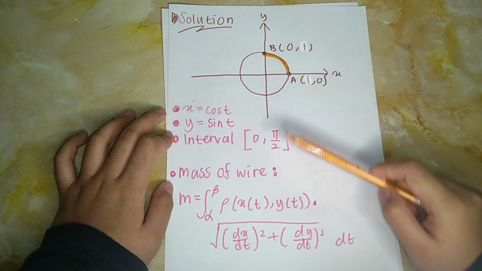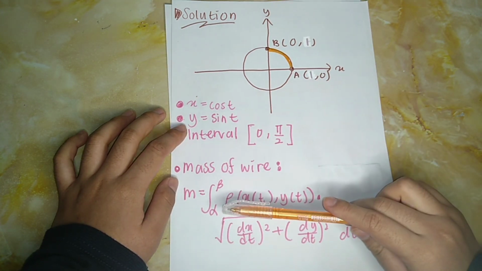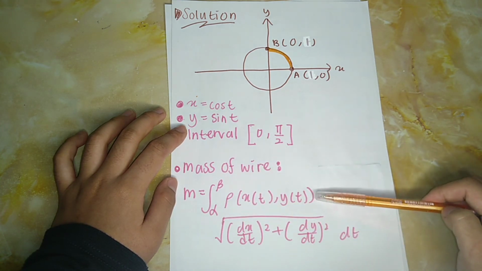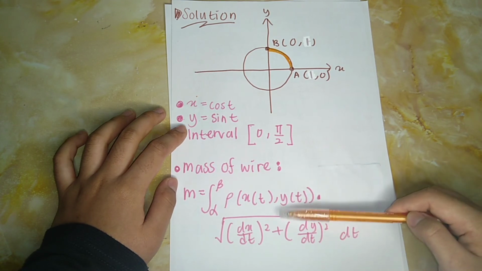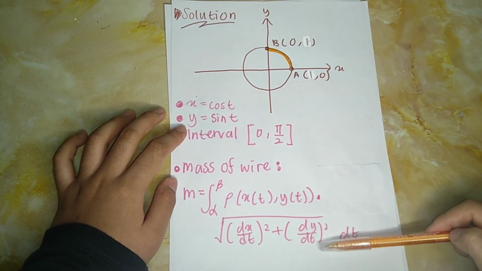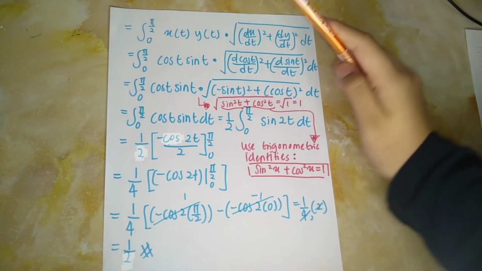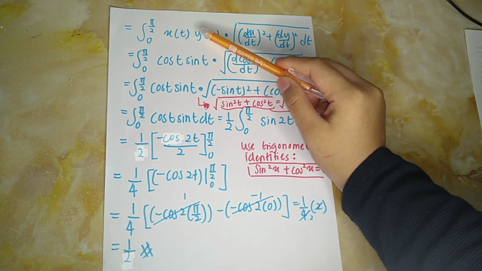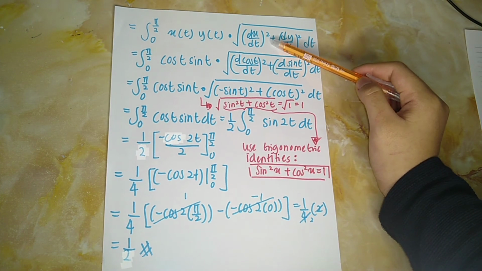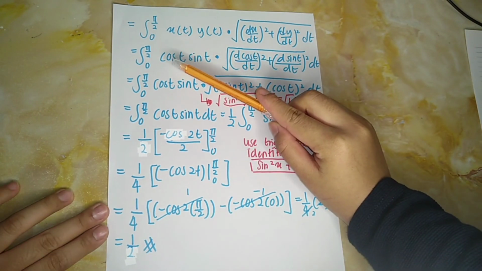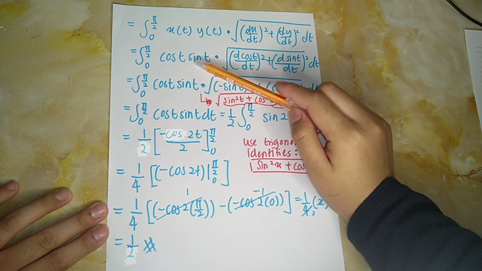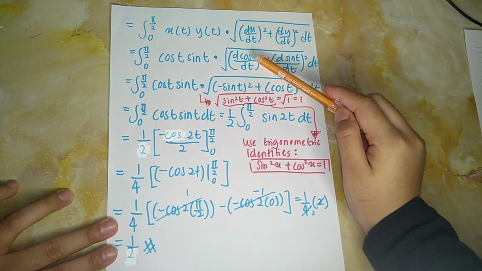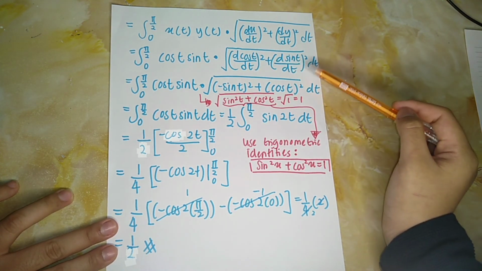And then for the formula of the mass of the wire, we will have m equal to the integral from alpha to beta of the density times the square root of (dx over dt) squared plus (dy over dt) squared, dt. So this is the limit we have before, 0 to pi over 2, this is the value of density, and this is the formula. And then we know that x equals cos t and y equals sin t, and we substitute in here, with cos t and sin t.